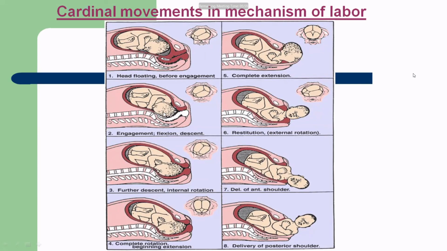So the fetal head is below the level of the pubic symphysis, and this suboccipitobregmatic diameter is still in one of the oblique diameters. So engagement, flexion, and descent have occurred. There is further descent, and here the internal rotation is starting, so that the occiput is going towards the symphysis pubis, and this sagittal diameter of the fetal head will be in the midline after completion of internal rotation.